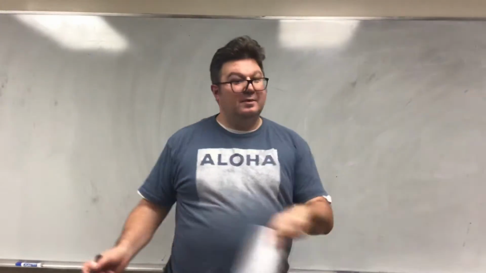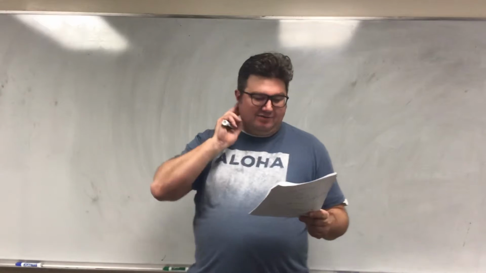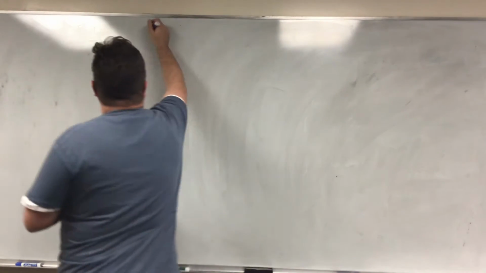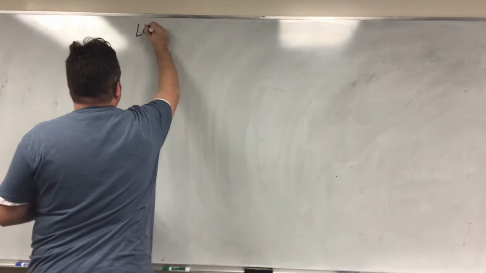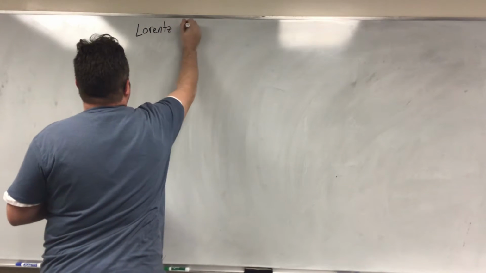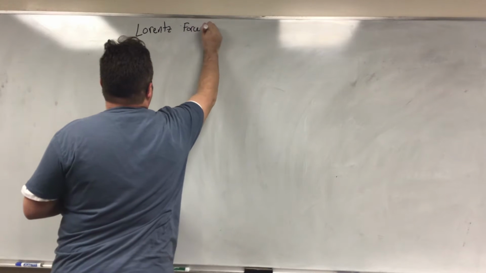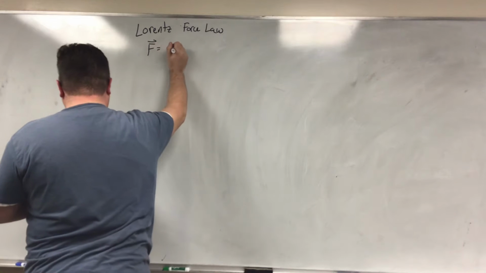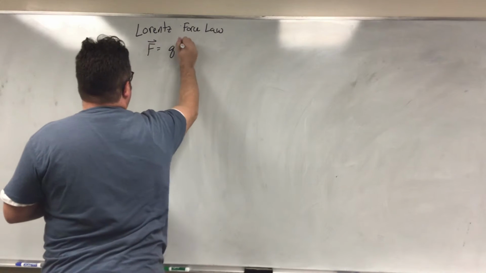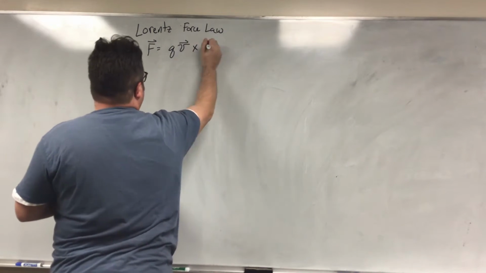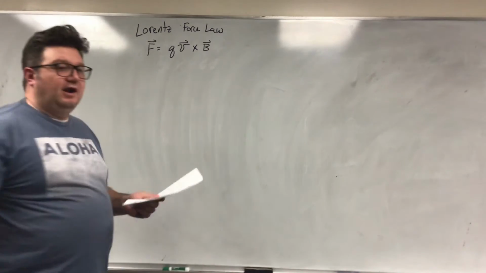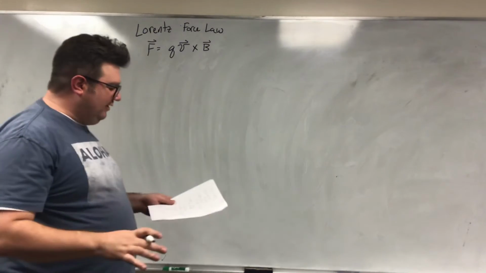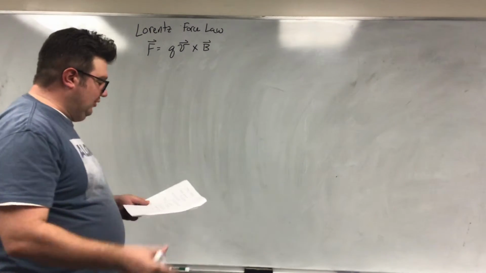Okay, back with magnetostatics. Let's look at the Lorentz force law. This says that the force is equal to Q times V cross B. Let's do one of the simplest problems that one can do.